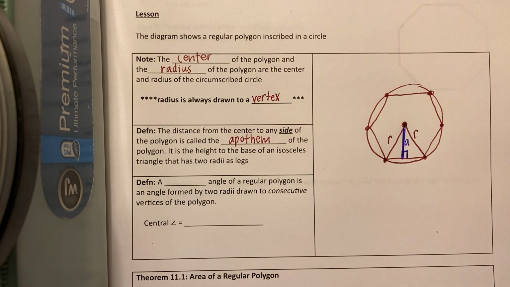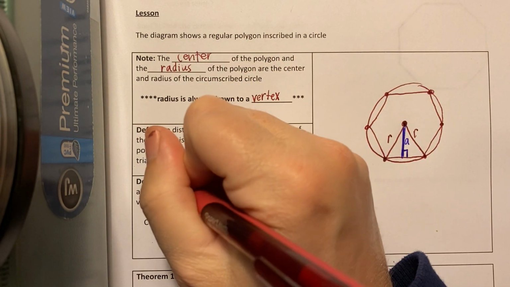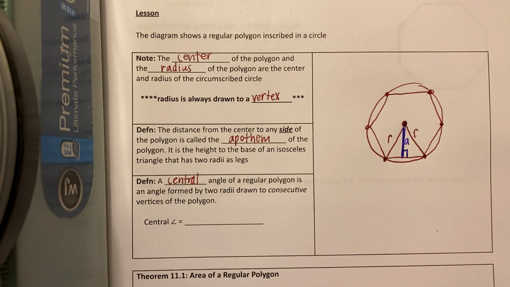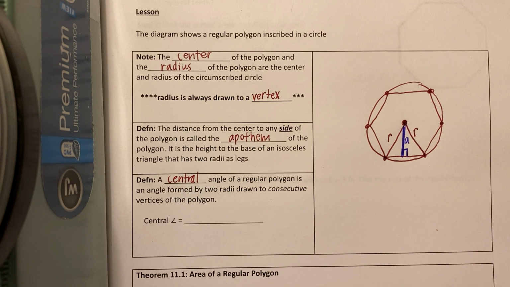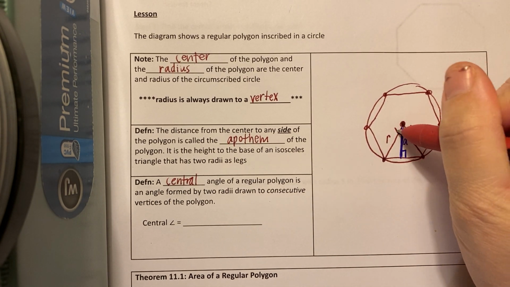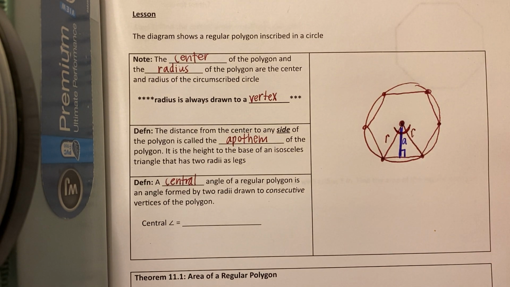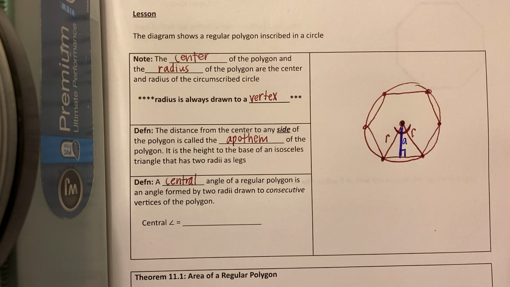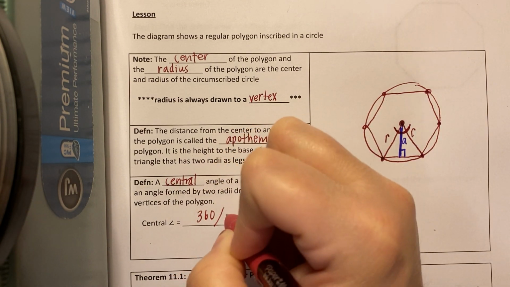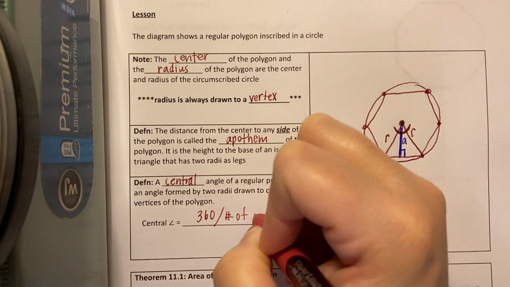And then our last definition here, a central angle. This is going to be really important to our lesson today. A central angle of a regular polygon is an angle formed by two radii drawn to consecutive vertices. So this entire angle all the way across there, that is what we call a central angle. Okay? And to get your central angle, you're just going to take 360 divided by your number of sides.